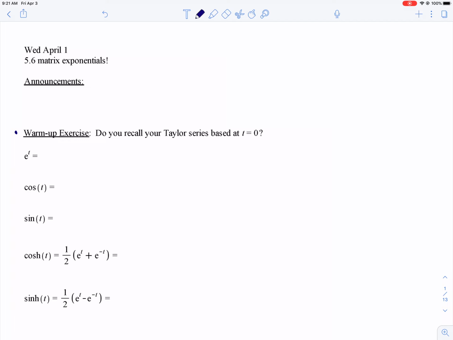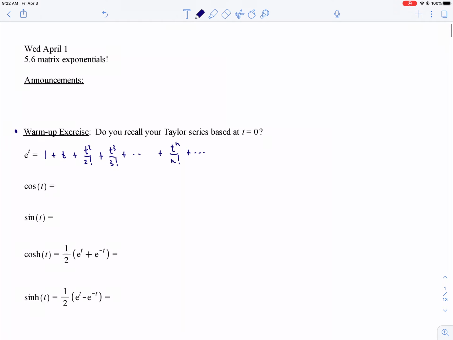Okay, so I can remember all of them. We know that e to the t is 1 plus t plus t squared over 2 factorial, t cubed over 3 factorial. The general term is t to the n over n factorial.